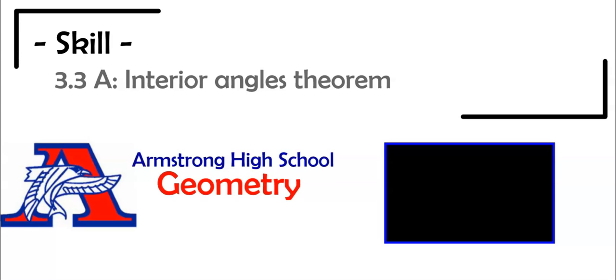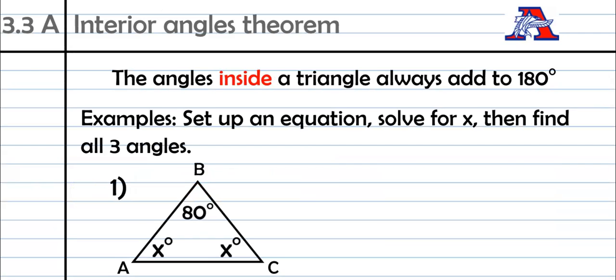This is 3.3a. In this lesson, we're going to learn about the interior angles theorem. And in fact, the interior angles theorem is something that you probably already know, probably something that you've used throughout this unit. What it says is that the angles inside a triangle always add to 180 degrees. Because it's pretty simple and because you've probably already used it, we're just going to jump right into some examples.